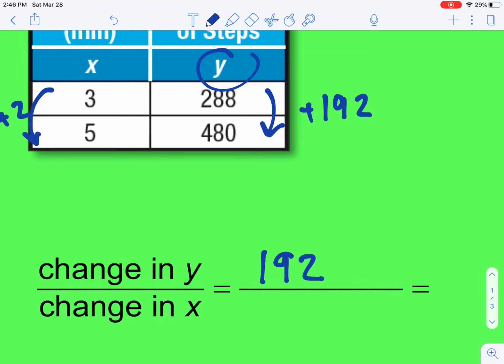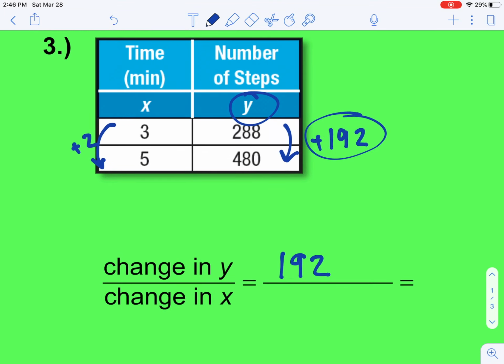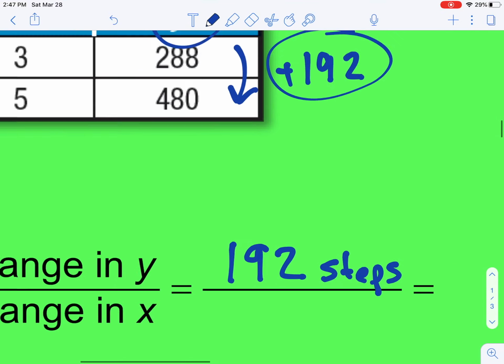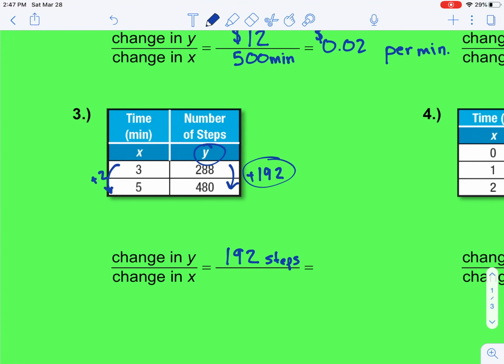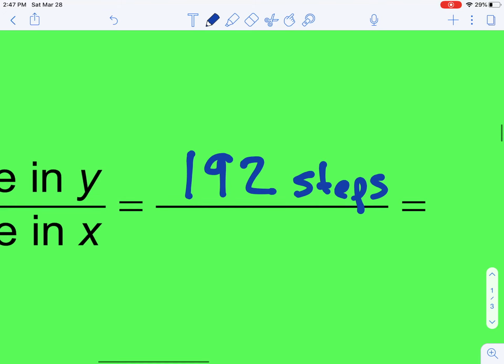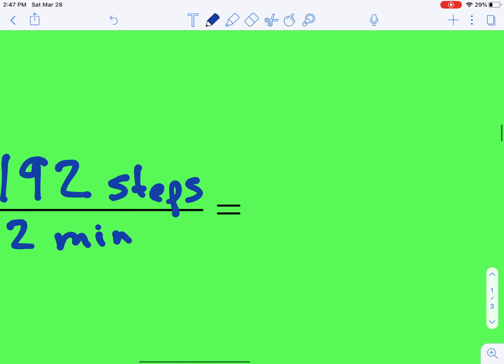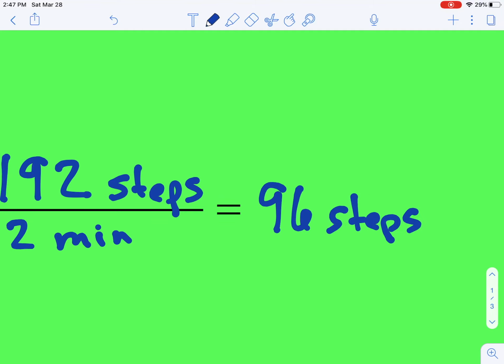And here's how I got that. I know that was the y because it's in my table. And that's number of steps. Don't forget the labels. And then my change in x is 2 minutes. If I simplify that down by dividing, 192 divided by 2, I get 96 steps per minute.